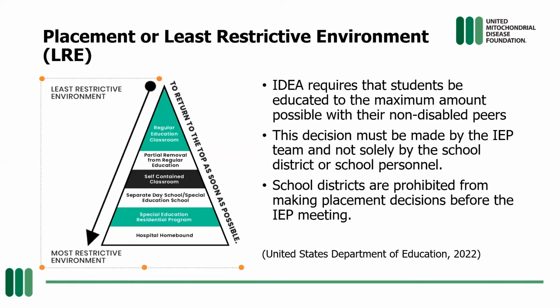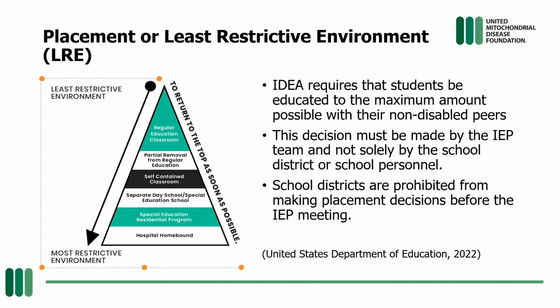So then we go to placement, or least restrictive environment, or LRE, as they call it. IDEA requires that students be educated to the maximum amount possible with their non-disabled peers. So if we look at the diagram to our left, the least restrictive environment starts at the top, and that's going to be your regular gen ed classroom. And your most restrictive environment is going to be your hospital homebound. Now, there are a lot of kids that spend some time in the hospital homebound, which is fine for short term, but we want to keep working it up to be the least restrictive as possible.